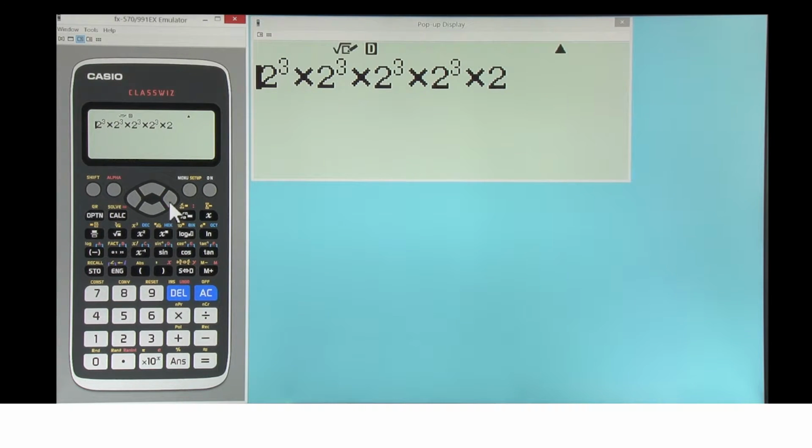So here we have 2 to the power 3 multiplied by itself 5 times. And the result is again a very large number, but the ClassWiz can be used to see that indeed it's 2 to the power 15.